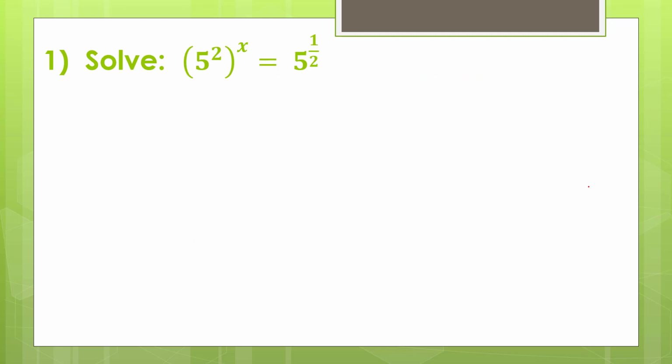So let's do some examples. 5 to the second power raised to the x power. So first thing I want to recognize is, hey, I have a power to power. I need to use my power to power rule, which asks me to multiply the powers. 5 to the 2x power. And that's going to be equal to 5 to the 1/2 power. Well, since I have like bases, we set the powers equal to each other. 2x is equal to 1/2. We'll divide both sides of the equation by 2, and x is equal to 1/4.